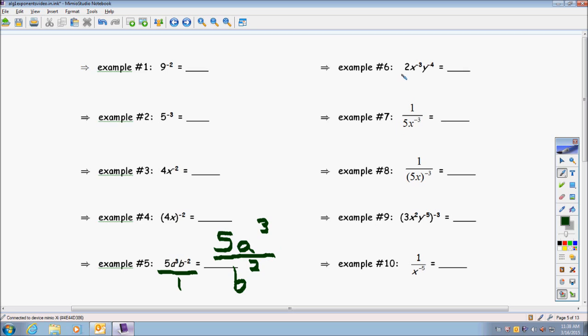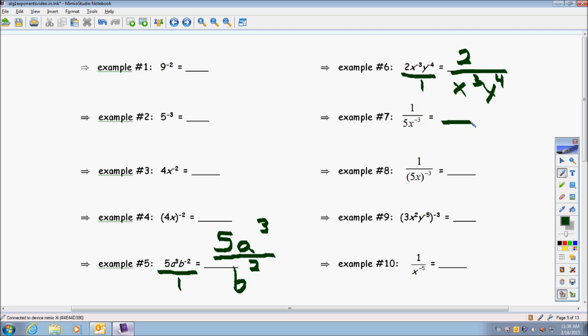Okay, this side real quick. It's not a fraction, put it over 1. So you're going to have 2. 2 is good. X negative 3 comes down. And y negative 4 comes down. That's it. Sometimes you're going to have a bad person downstairs. That's okay. Just move them up.